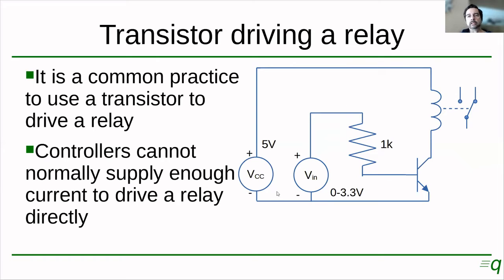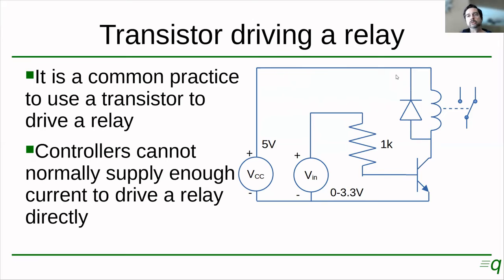So this would be the circuit. The relay is connected to 5 volts, and then on the other side to the collector of the transistor. And this voltage here would represent my controller and can output voltages between 0 and 3.3 volts. And that is connected through a 1 kilo ohm resistor to the base of the transistor. So as we saw before, this will turn the transistor on and off, and the controller only has to supply a few milliamps for this to happen, which should be well within the capabilities of this controller.